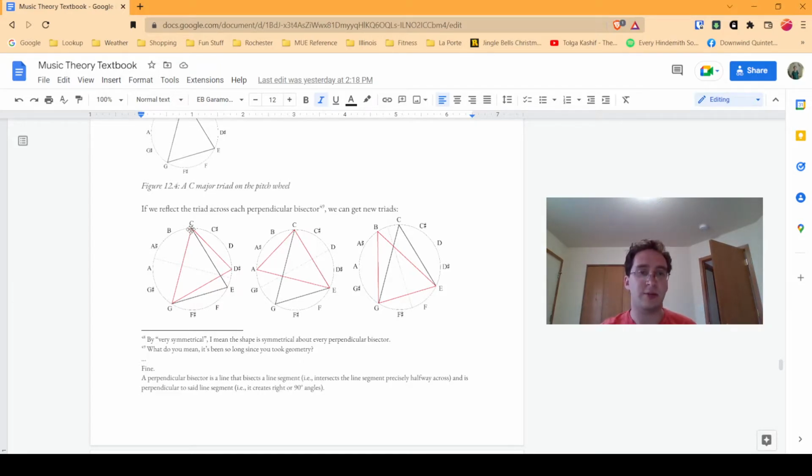We start with our C major triad in black. If we reflect it across the first perpendicular bisector, we get this red triangle, which is C, D sharp, and G. Oh wait, it's C, E flat, and G, which gives you a C minor triad. If we reflect it across the second perpendicular bisector in the middle here, then we get C, E, and A. So we go from C major to A minor. And then this last one, we go from C major to E minor.